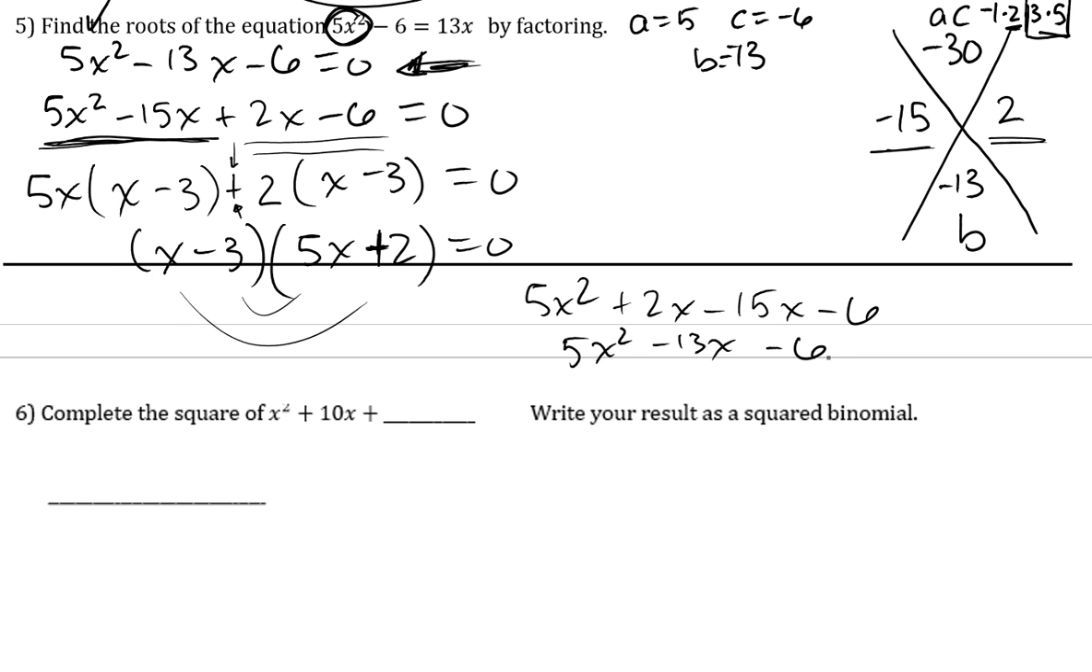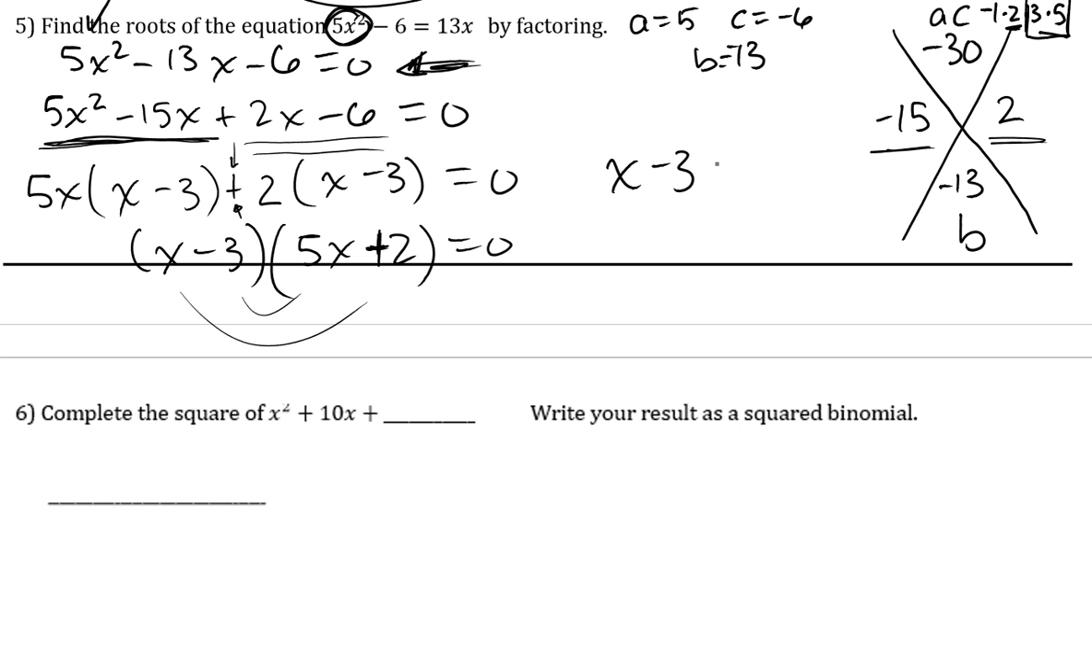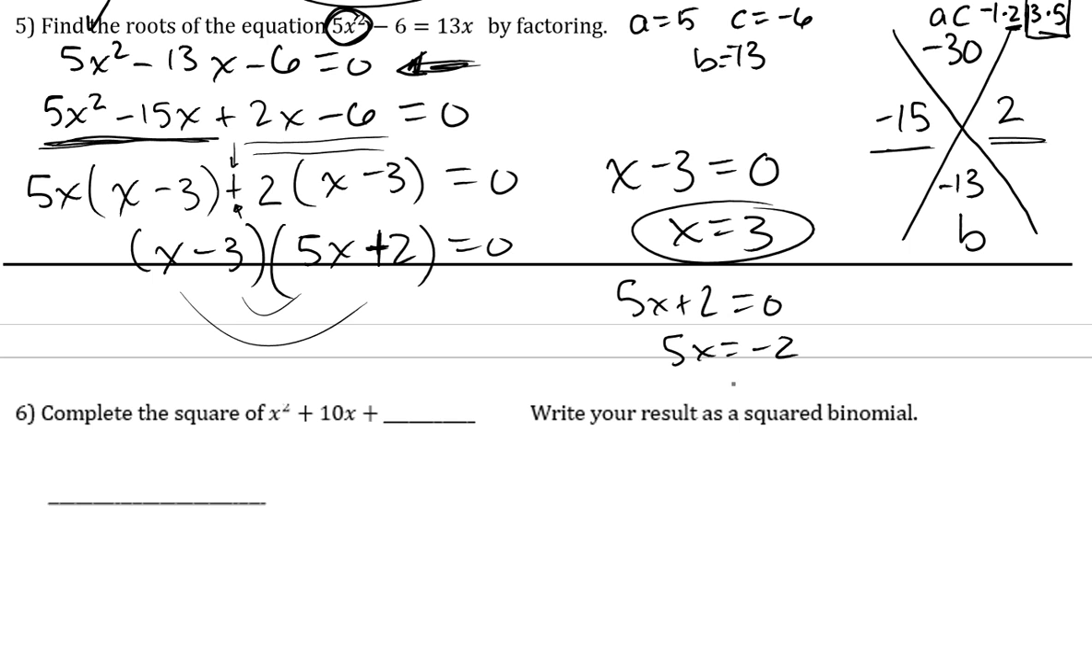Okay, now I've got to get the roots still. To get the roots, it's pretty simple. All I do is set each one of these equal to 0. So I've got x minus 3 equals 0. Therefore, x is equal to 3. There's one of the roots. The other one is 5x plus 2 equals 0. Therefore, 5x equals negative 2 and x equals negative 2/5. Fabulous. There's my other root. So the two roots are 3 and negative 2/5.